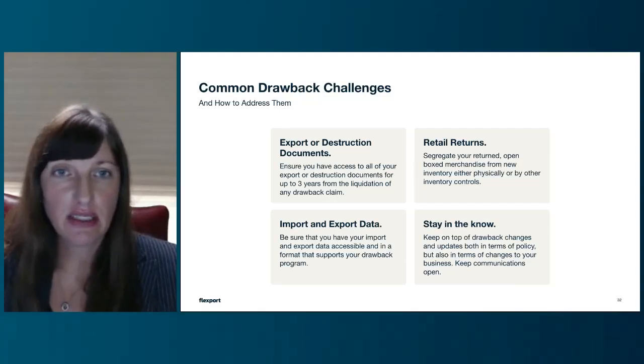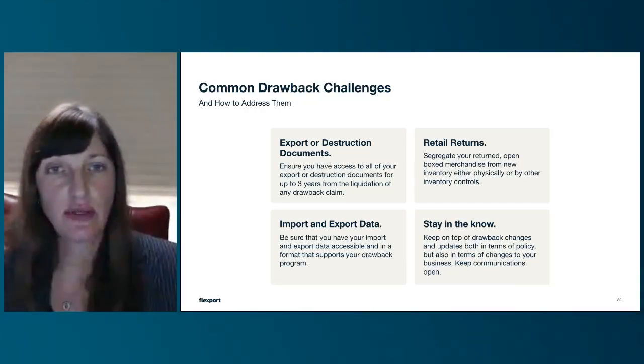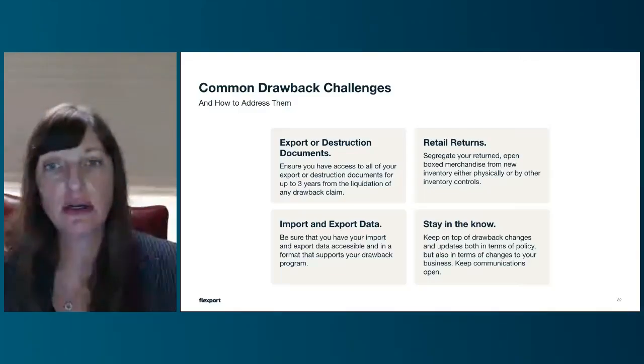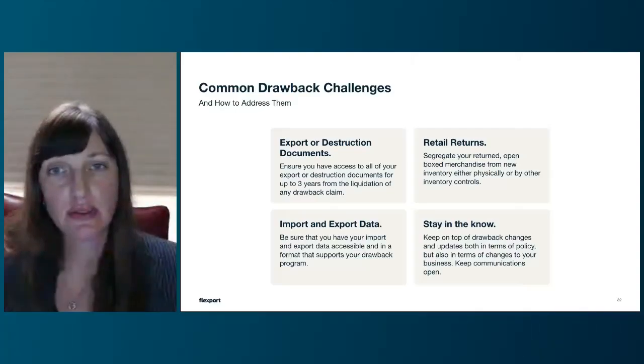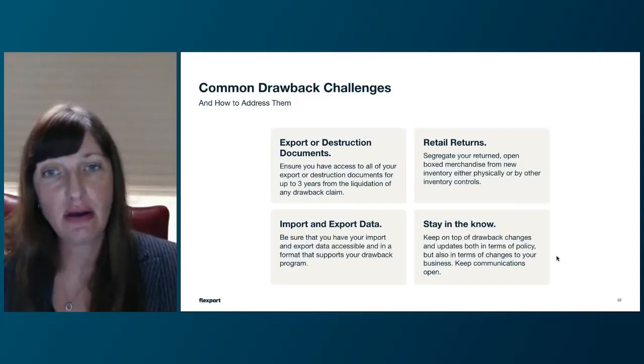Another very common challenge that has more recently drastically affected potential drawback claimants is the regulations surrounding retail returns. Returns of opened items from retail that are commingled with unsold inventory and could be exported could render your entire inventory ineligible for unused merchandise drawback and disqualify all exports to Canada and Mexico. If you accept retail returns, we suggest you separate your returned open box merchandise from new inventory, either physically or by other inventory controls. It's important to ensure domestic returns will not be exported, and if they are, that they can be separately traced to a return.